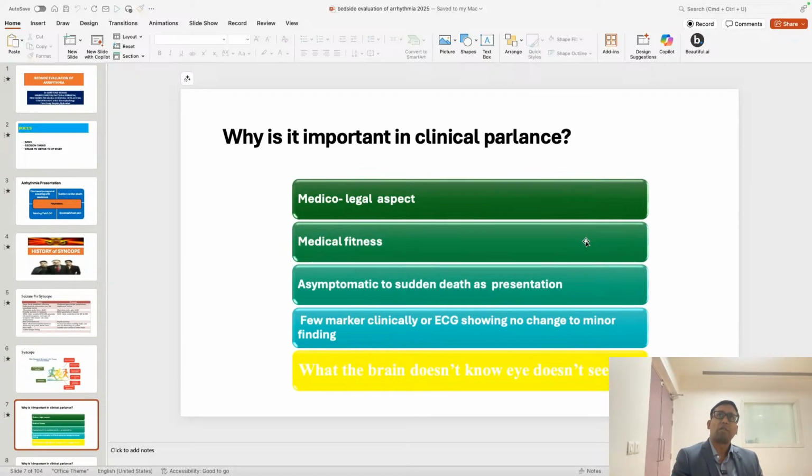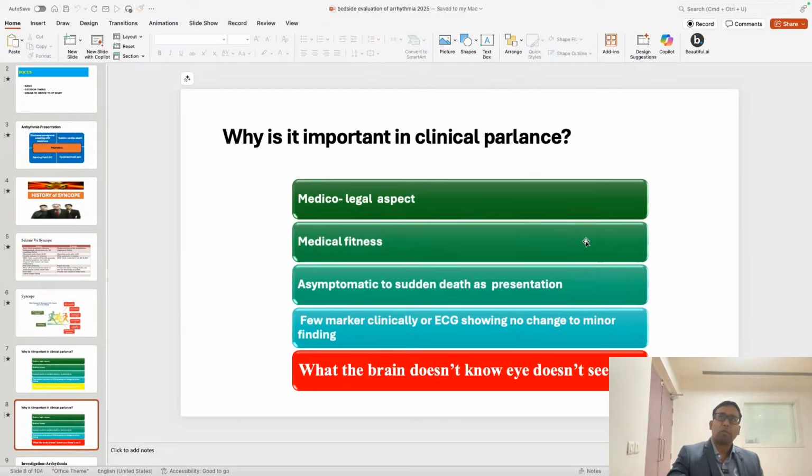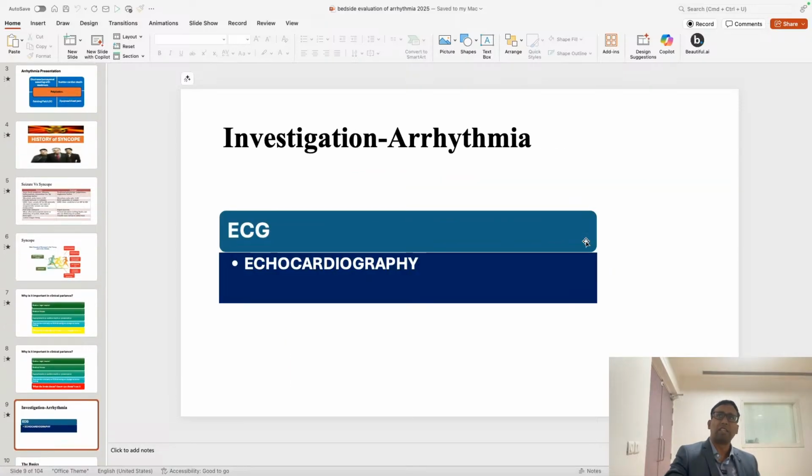And this is important. Why is it important in clinical parlance? Because what your brain doesn't know, you will not be able to detect. So you should know what you are dealing with. Maybe the ECG is normal, but the scenario fits one of the clinical syndromes of arrhythmia, for which we have to keep a suspicion and investigate also. So basic investigation starts with the ECG and echo.